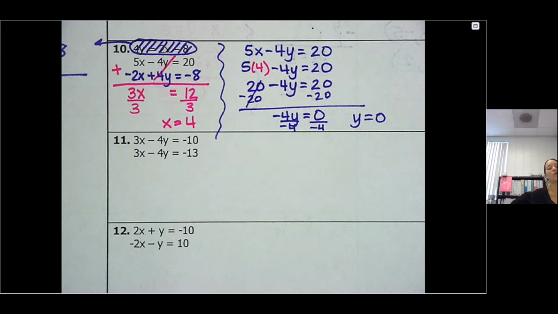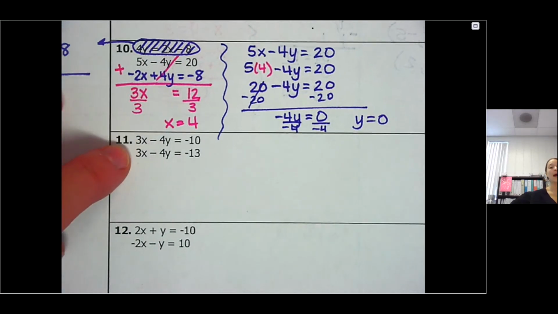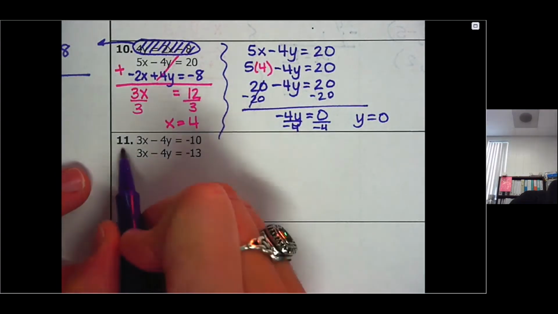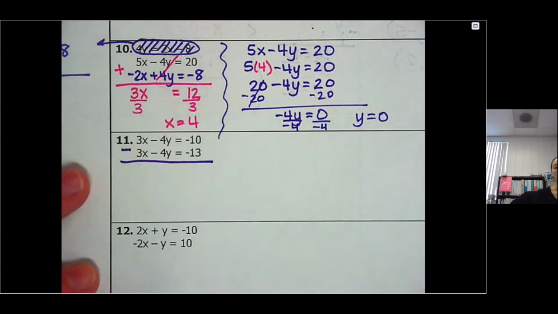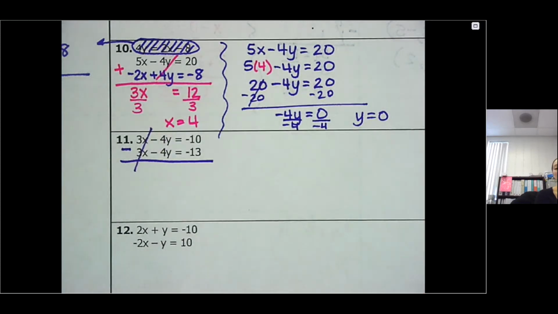The x. Okay, cool. So here's positive 3x and a positive 3x. How would you get rid of that? By adding or subtracting? Subtracting. Okay, so let's subtract. And let's work from left to right. 3x minus 3x cancels out. What is negative 4y minus a negative 4y? What happens with minus and negative?